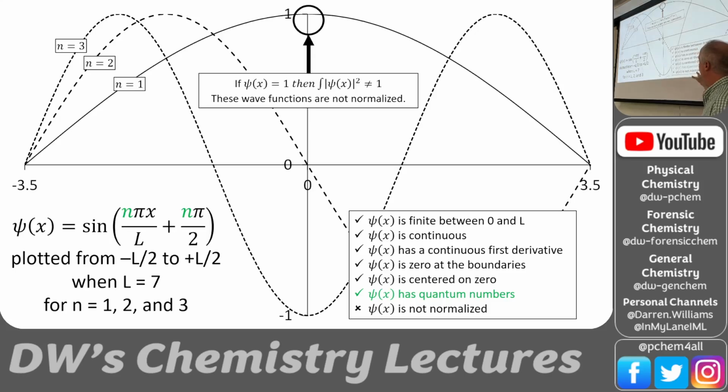So that's what we have here. It's finite between 0 and L. It's continuous. It has a continuous first derivative. It's 0 at the boundaries. It's centered on 0. It has quantum numbers, but it's not normalized. Now, if I were to square this wave function, the negative parts become positive. And if I integrate over the whole box, I need to get 1. But if you look at this wave function, the maximum value of all of those wave functions is already 1. So I can't get the area under the curve equal to 1 if the maximum of the curve is already 1. It's going to be greater than 1. So we'll normalize this in a second.